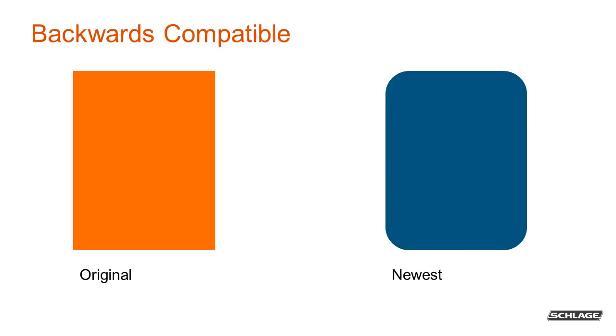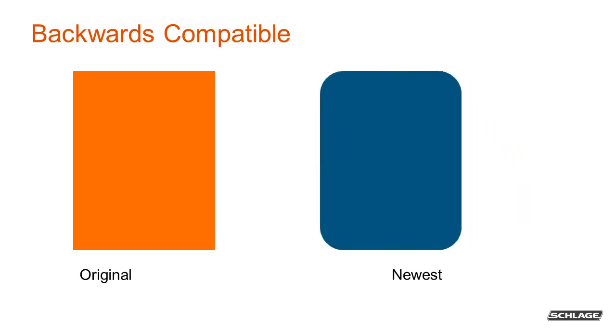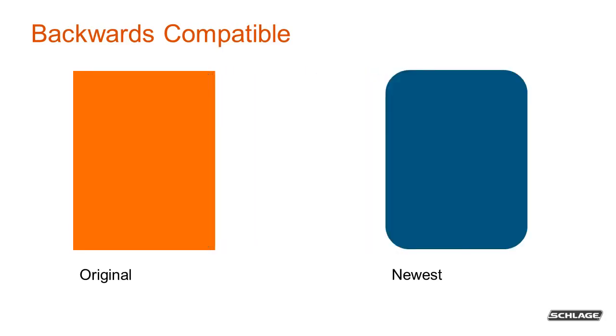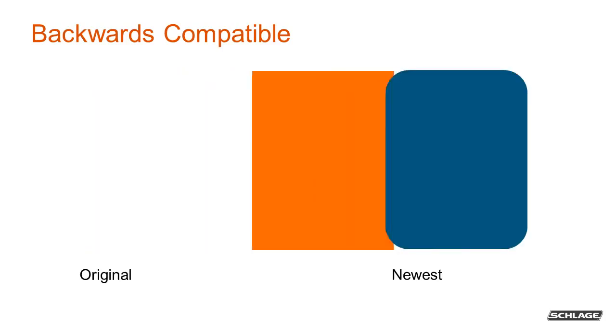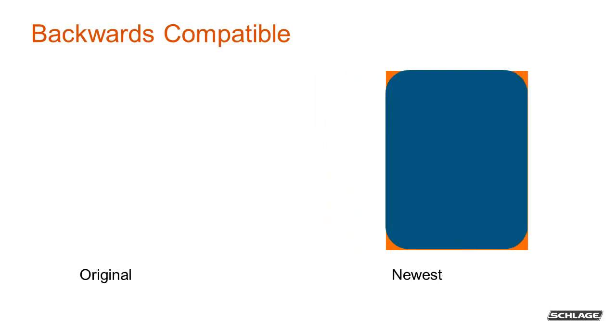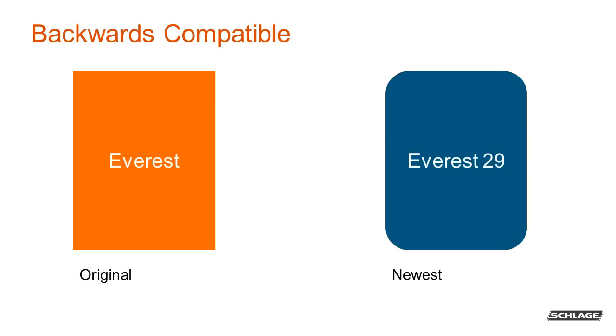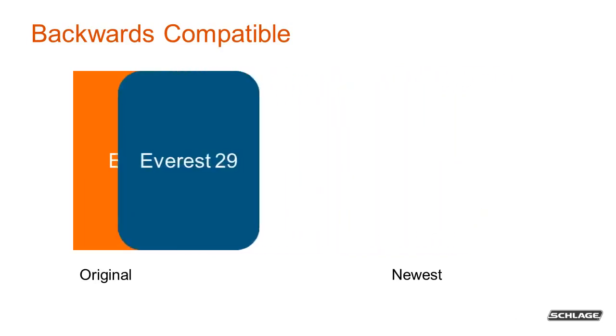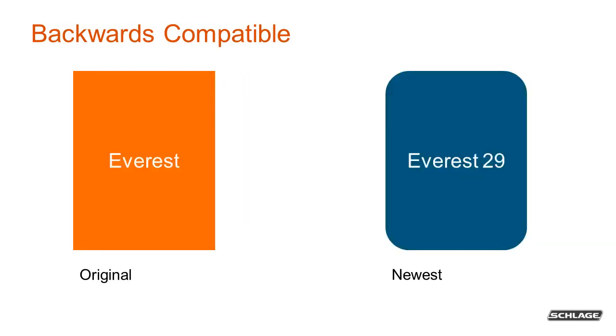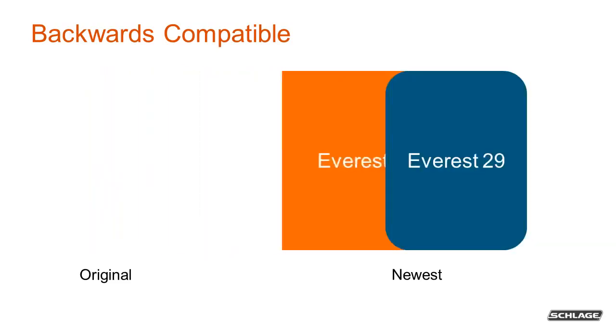Backwards compatible is an idea not confined just to key systems. Backwards compatible means the newest version of the item will work with older models. So if these shapes were keyways, you can see that the newest one will fit entirely into the original, but the original will not fit into the newest version. This is how Schlage's Everest keys work. The new Everest 29 will work with previous Everest cylinders, but the previous Everest keys will not work in the new Everest 29 cylinders.